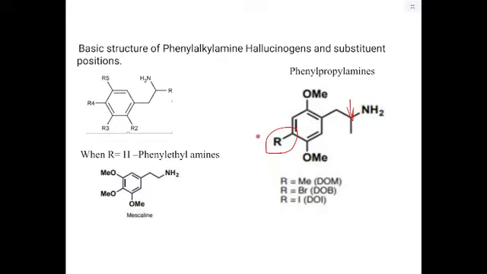So at that position number 4, we can also put different groups. We can put a methyl group to get the dimethoxy methyl, or we can put a bromine to get the dimethoxy bromo, or we can put an iodine to get the dimethoxy iodo. And you will see that the iodo one somehow has higher activity than the bromo one, and even than the methyl one, because of the increase in lipid solubility.